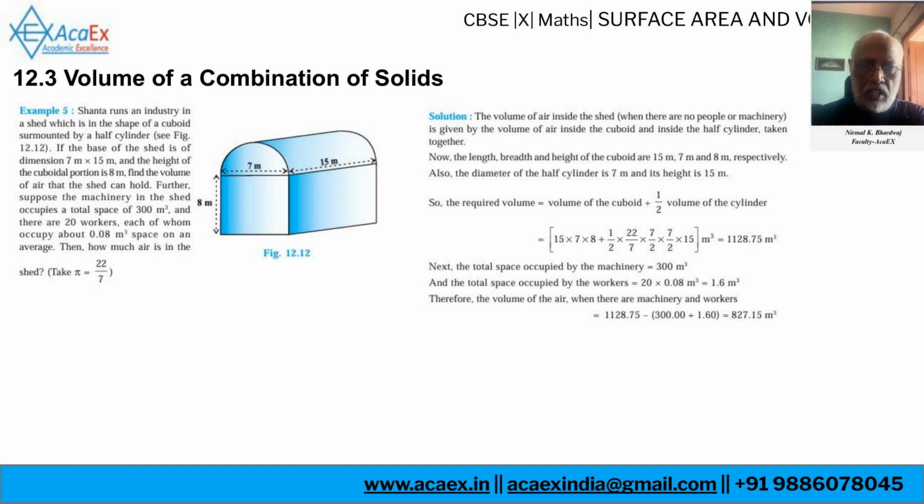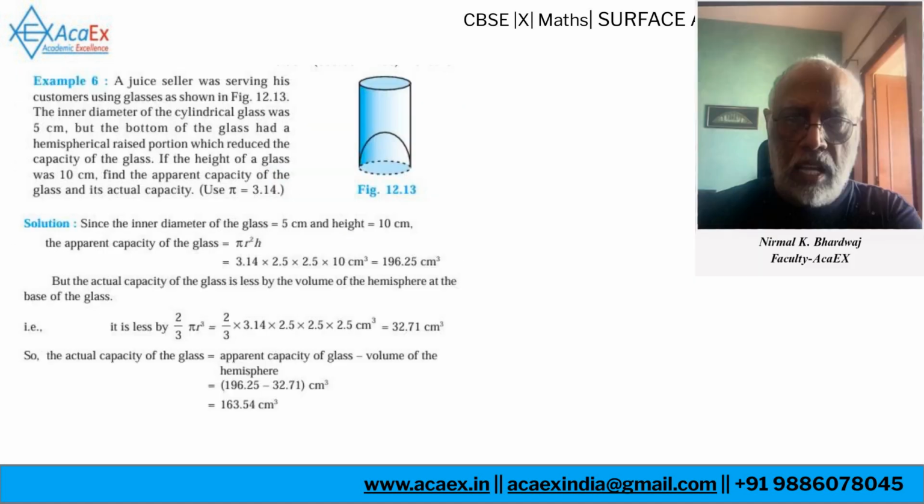The calculation is 1,128.75 minus 300 plus 1.6. The remaining volume of air is 827.15 cubic meters. Example 6.